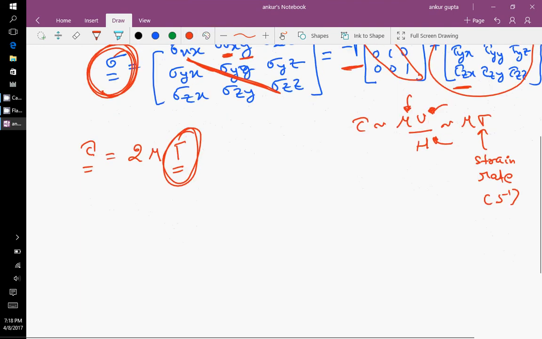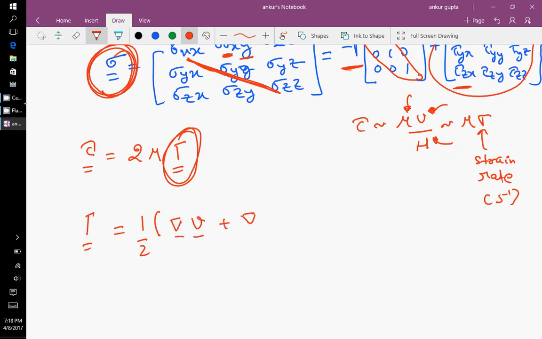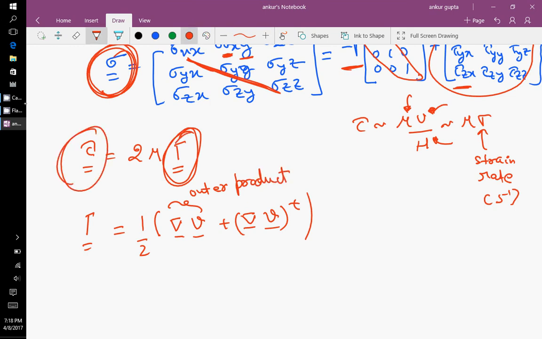And gamma is defined in terms of velocity like this, where del v is the outer product of the gradient and the velocity, and the outer product of two vectors gives back a tensor. So tau is a tensor, so gamma has to be a tensor because mu is a scalar, and since gamma is a tensor here, del v has to be a tensor, and this is just the transpose of the same outer product of the two vectors, which is a tensor. So this is the transpose of that tensor.